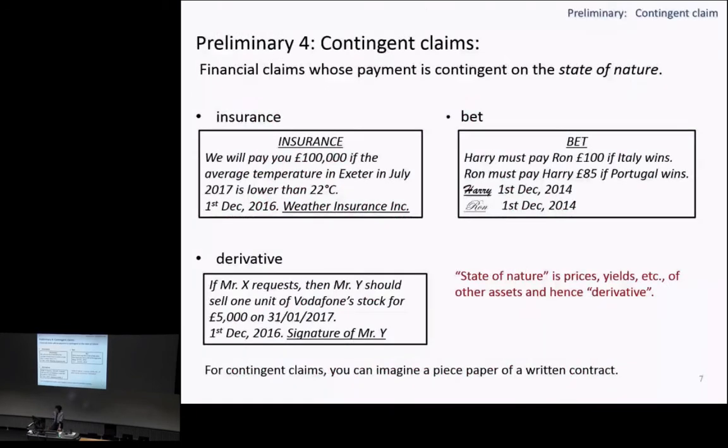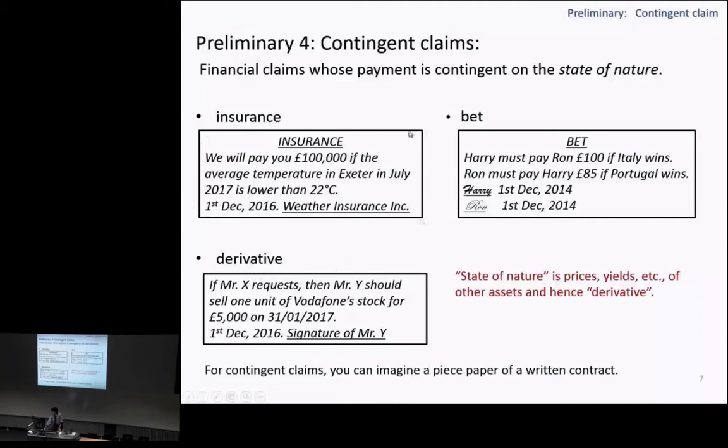Okay, last preliminary, contingent claims. Contingent claims are financial claims, the payment of which is contingent on the future state of nature. Examples include insurance, bet, and derivative.